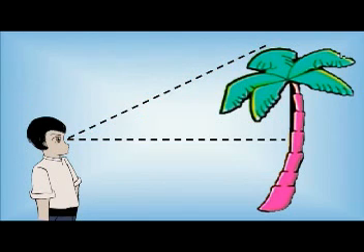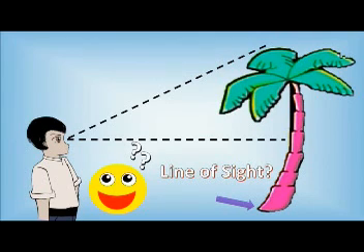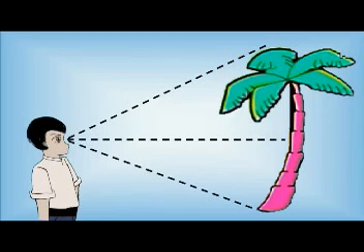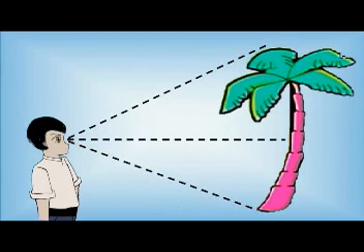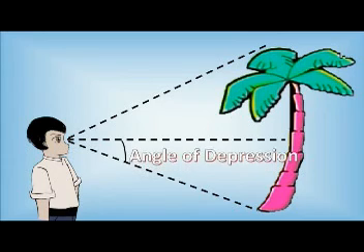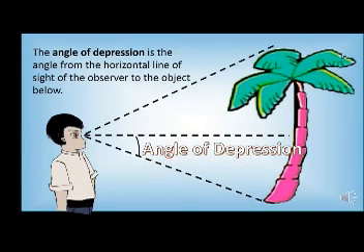What if the boy is looking at the bottom of the tree? What is the line of sight? The line drawn from the eye to the bottom of the tree is the line of sight, and the angle formed is the angle of depression. Angle of depression is the angle from the horizontal line of sight of the observer to the object below.